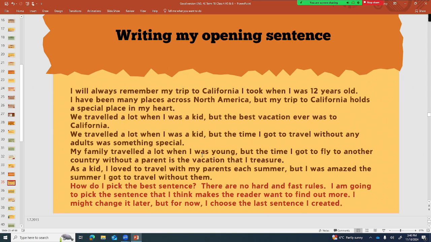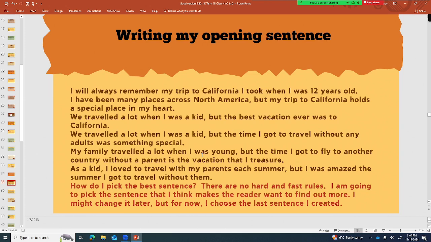I will always remember my trip to California I took when I was 12 years old. Okay. I have been many places across North America, but my trip to California holds a special place in my heart. That's a little more interesting. We traveled a lot when I was a kid, but the best vacation ever was to California. Yeah, although it implies my family was with me and they weren't. We traveled a lot when I was a kid, but the time I got to travel without any adults was something special. Yeah, that works for me.